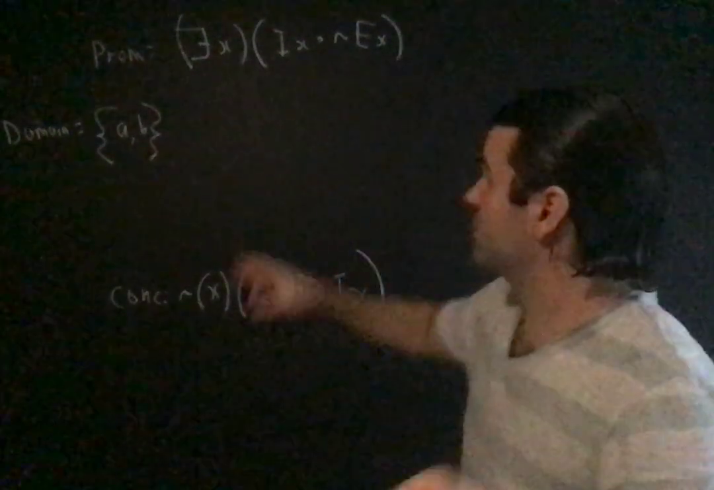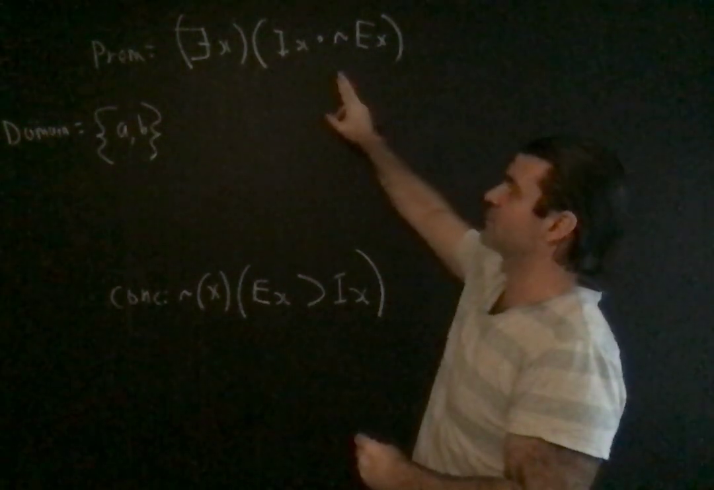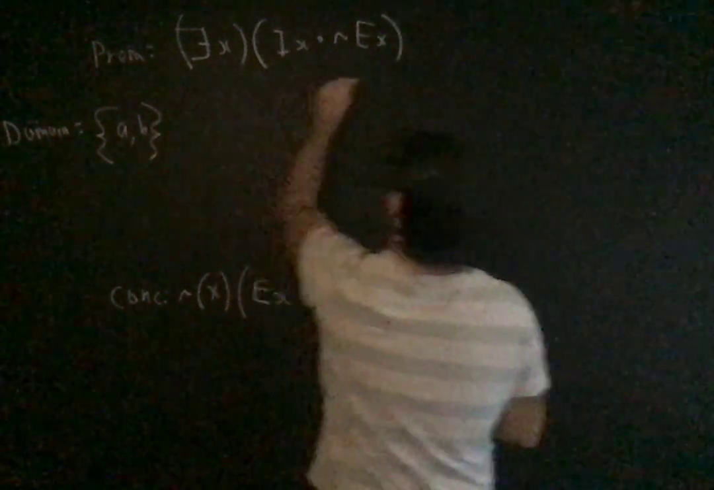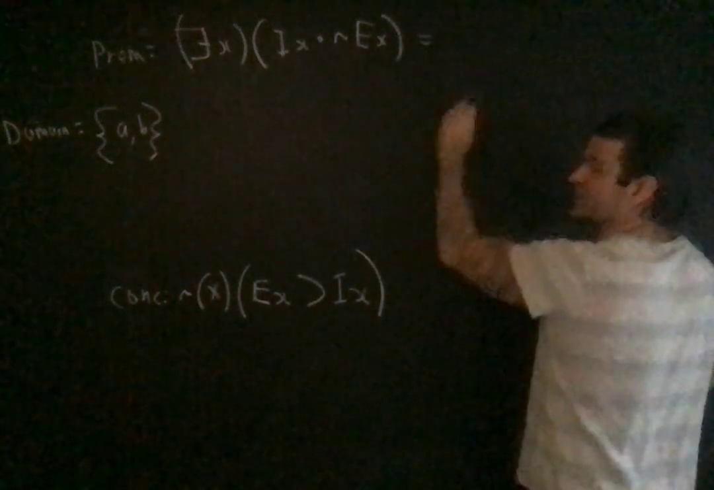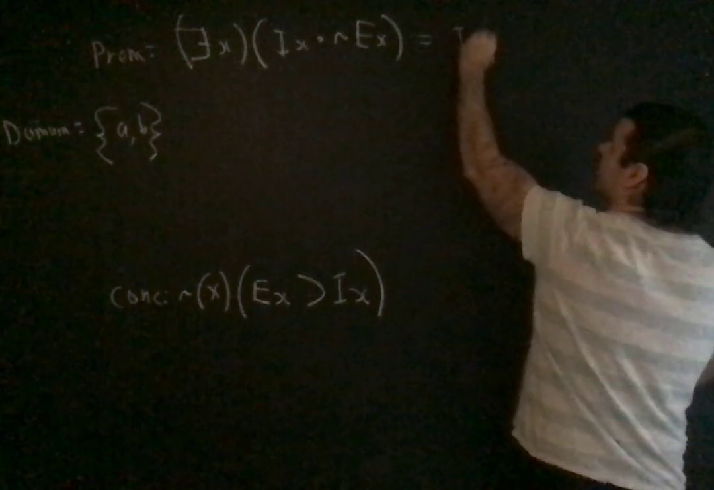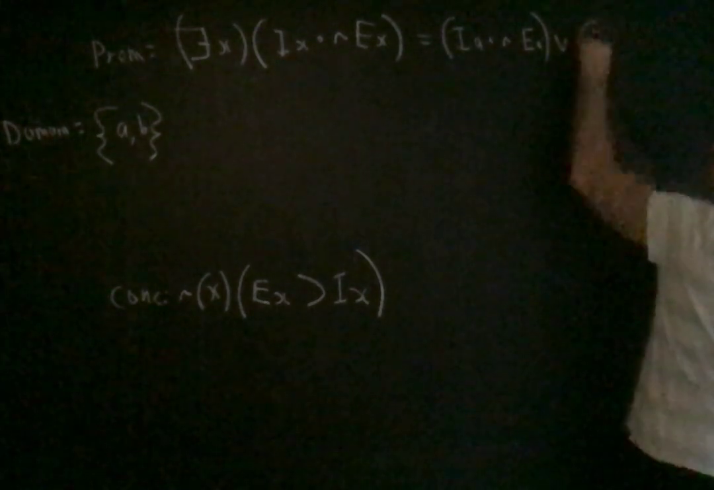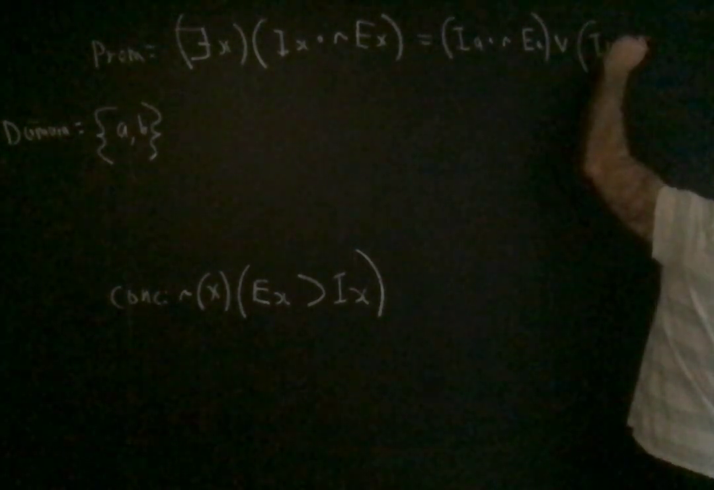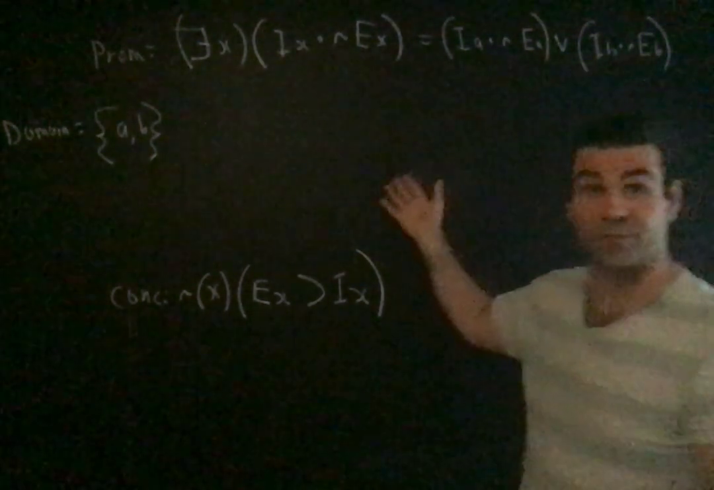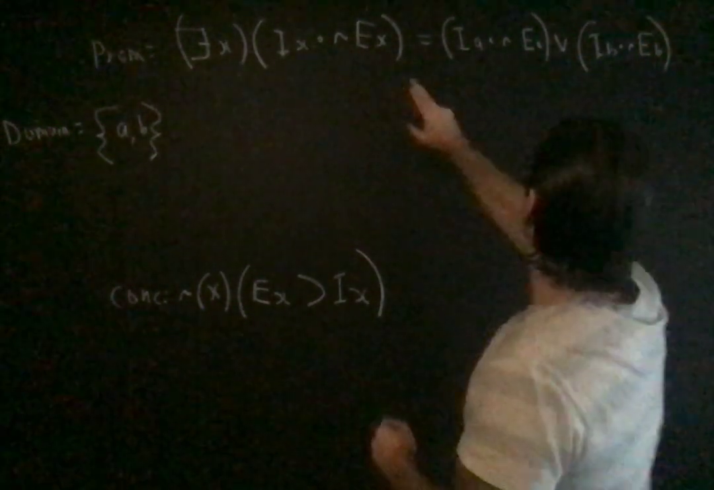All right. So the premise here is just there exists an x, something is both I and not E, which means in this domain the existential statement becomes a disjunction, so it becomes either Ia and not Ea, or Ib and not Eb. Convince yourself that this is true: something is I and not E.